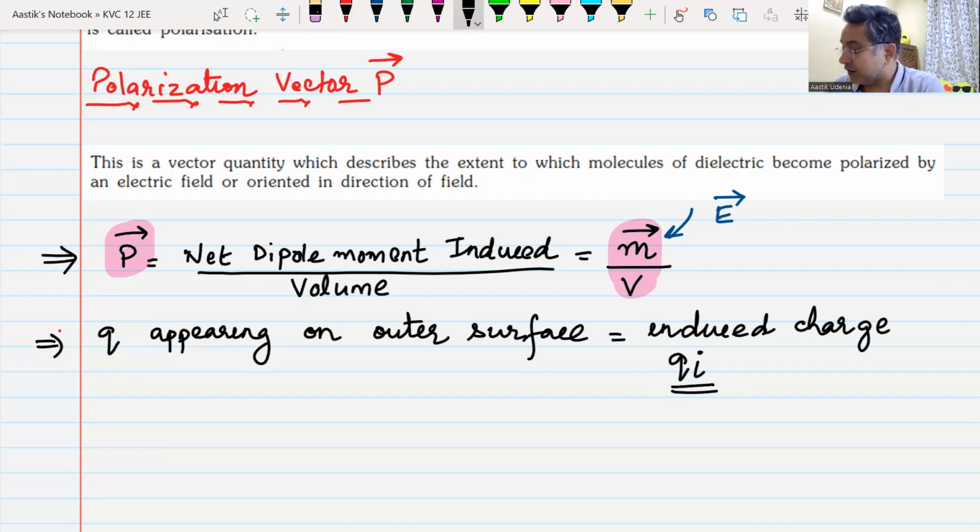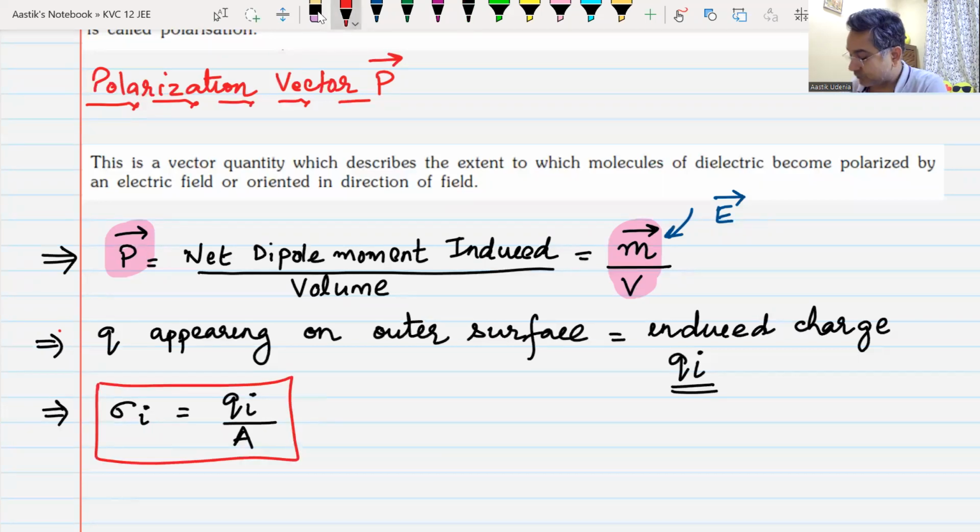Understood, sir. Now, we have one term which is known as sigma I, and I will not tell you what this sigma I is, because you are going to tell me. What is this sigma I? First chance. Second chance. What? Induced surface charge density. Charge which is induced per unit area is known as the induced charge density, and that is sigma I.